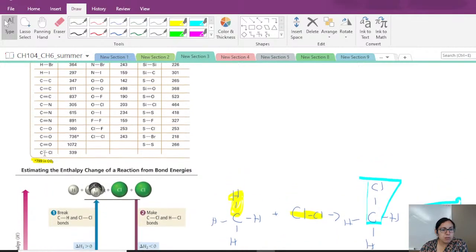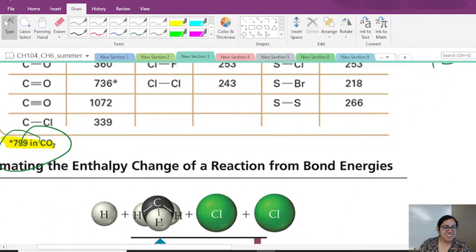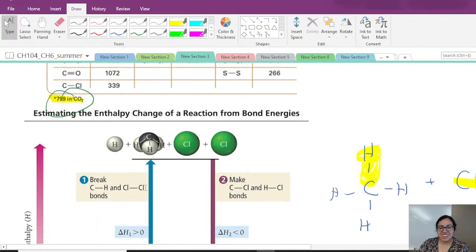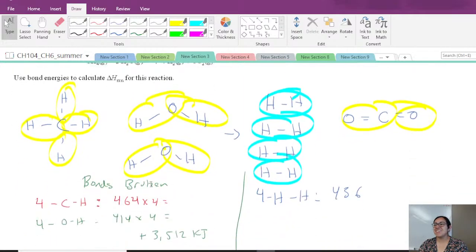Because it's special for CO2. 736 is for a C double bond O in a compound, but CO in CO2 is special at 799. That's why on an exam I just tell you it's 799 for that one. I could not read that. No, I know. I made a note of it in lecture, but it's fine.